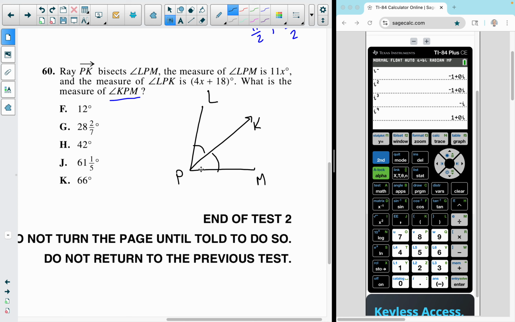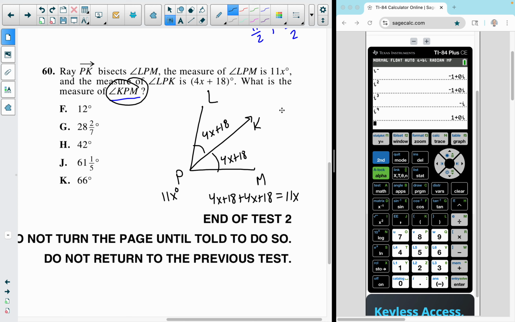LPM, the entire thing, is 11x degrees. So the entire angle is 11x degrees. The measure of angle LPK is 4x plus 18. Well, if this is 4x plus 18, so is this one, because they have to be the same. Well, I know what each of the small ones are, and I know what the big one is, so I can say 4x plus 18 plus 4x plus 18 is equal to 11x. And I can solve for x, but the question again is asking what is the angle KPM. So we'll have to find x and then plug it in.